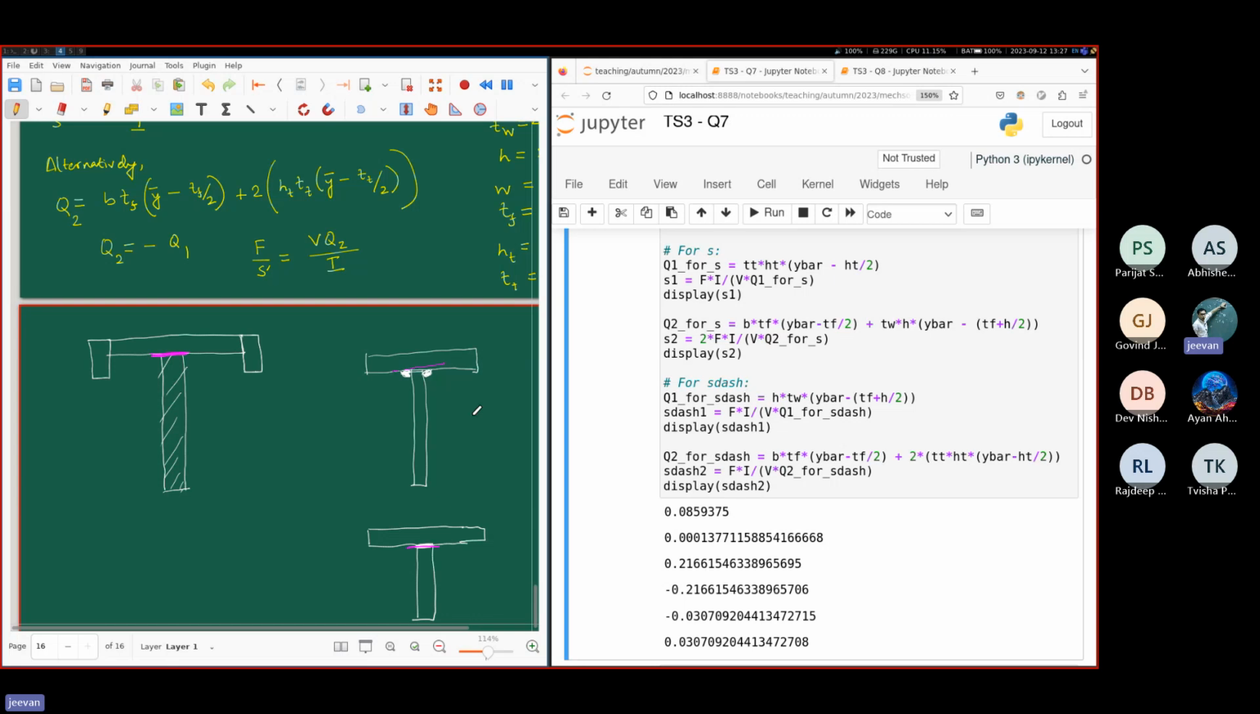So I hope it is okay. So we'll continue with the transformation of strain chapter with all the fundamental derivations and everything tomorrow.